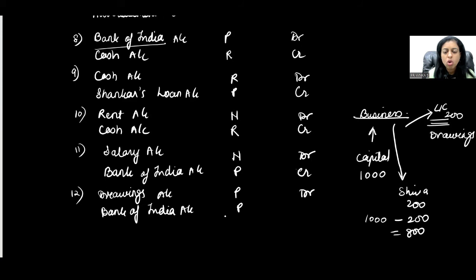Drawings will be debit because it is withdrawal of capital. When capital is brought in, what happens? We credit it. This time it is Shiva who is the receiver. So the receiver's account is always debit. Debit the receiver, credit the giver. So Shiva is receiver, so debit. Bank of India is giver to the business. Not to Shiva, we are talking about business. Bank of India gives money to whom? To the business. Business pays on behalf of Shiva, right? So Bank of India is giver, so credit.